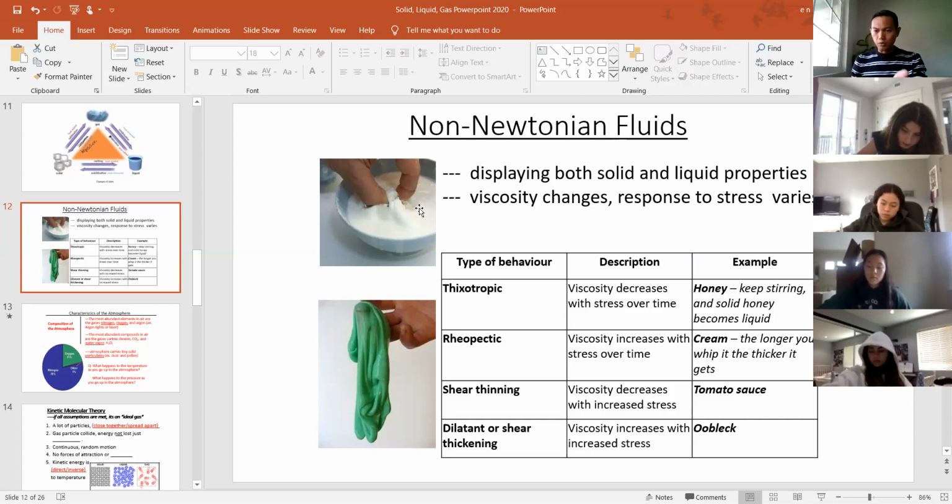Another example, and you'll see on the right side, honey, cream, tomato sauce, and ketchup. They tend to display non-Newtonian fluid properties, where, let's say for honey, if you let a jar of it sit there for months, it'll solidify for the most part. But then you can liquefy it by either heating or stirring it. And the more you stir it, the more liquid it becomes. So we're changing its property based on the amount of force or energy we're applying to it. That's the takeaway for this slide: non-Newtonian liquids are special because they display both solid and liquid properties.